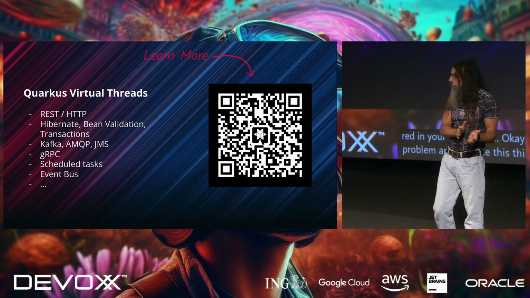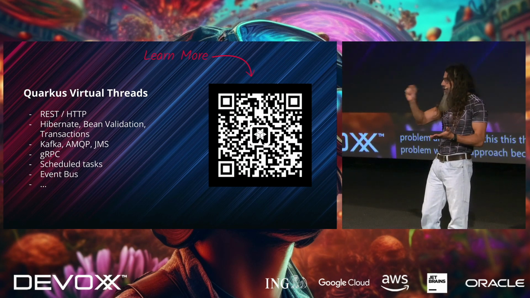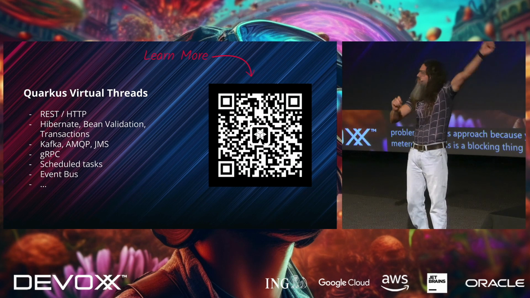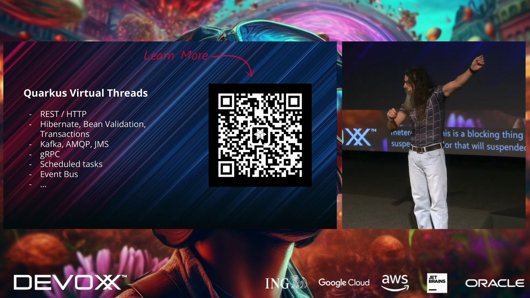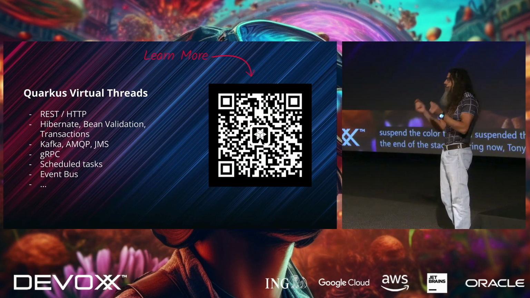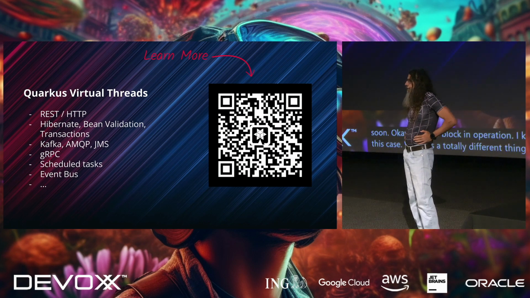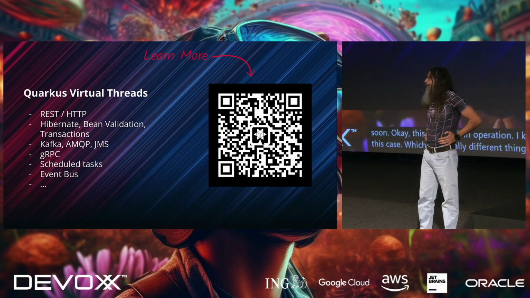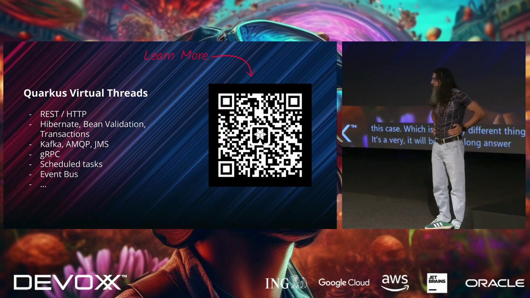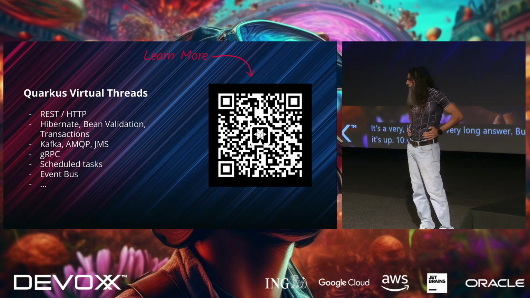And you don't have this problem with this approach because you are not flagging any method as a blocking thing that suspends, and then that will suspend the color, and so on to the end of the stack. It's figuring out on its own, okay, this is a blocking operation, I know what to do in this case, which is a totally different thing. Sorry, it will be a very long answer, but look for that article. It's a 10-year-old article that clarifies the problem.